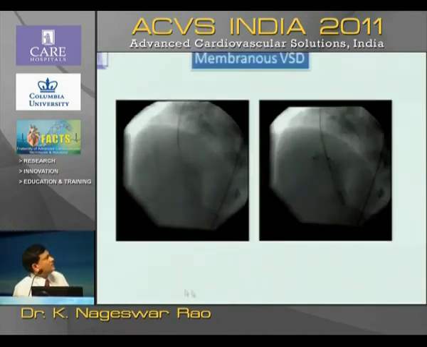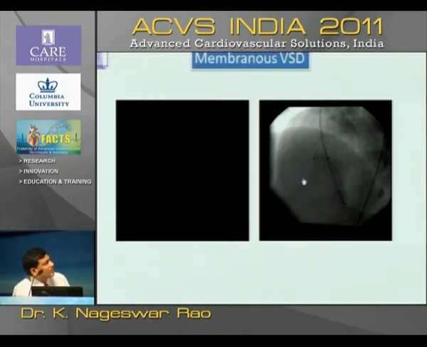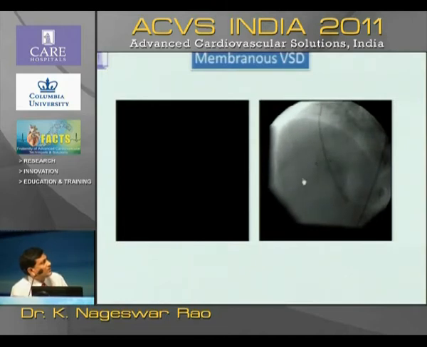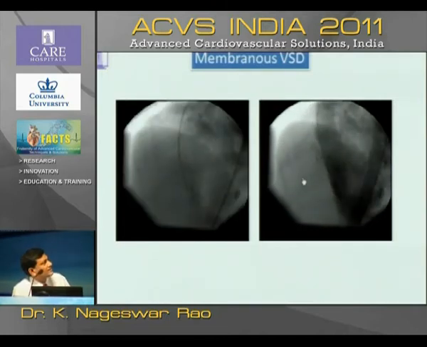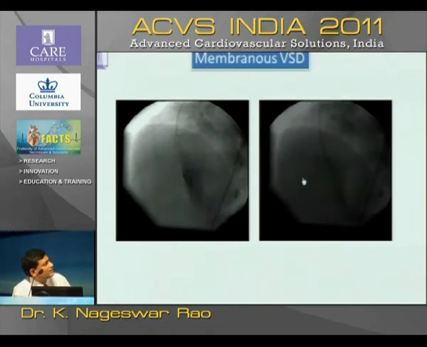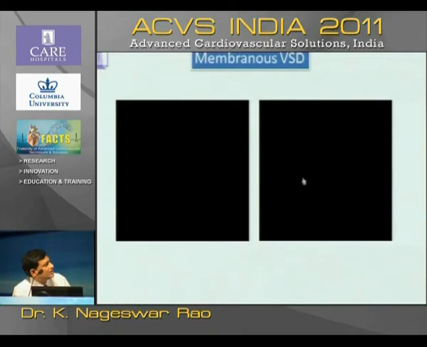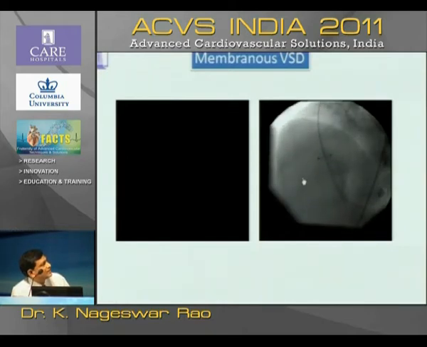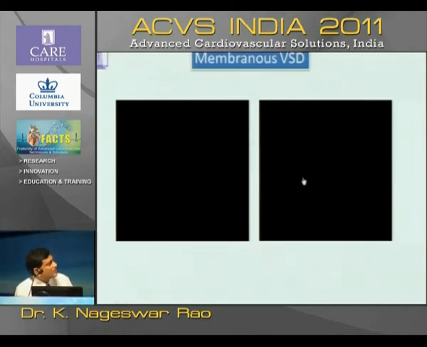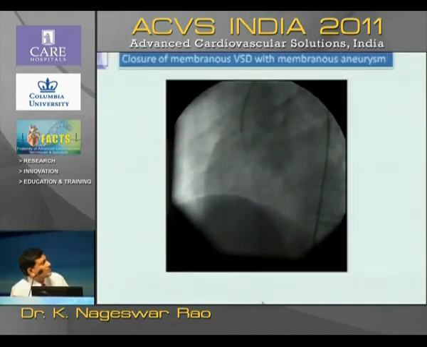Membranous VSDs are a complex anatomy. You will always have some amount of membranoseptal aneurysm. It's important to incorporate the membranoseptal aneurysm within the device. So what we need to do here is deploy the device in the RV, and pull gradually the membranoseptal aneurysm towards the ventricular septum and then release the LV disc so that the total membranoseptal aneurysmal tissue will be incorporated within that sac.